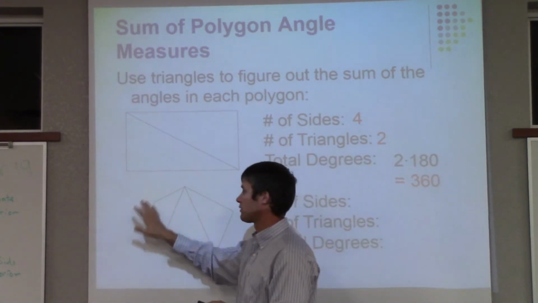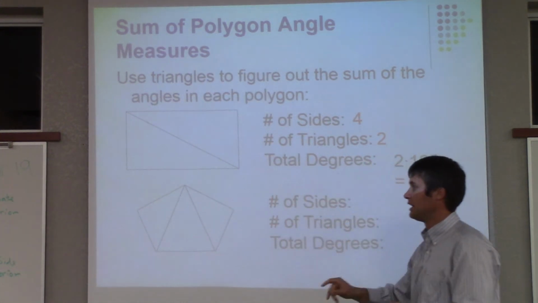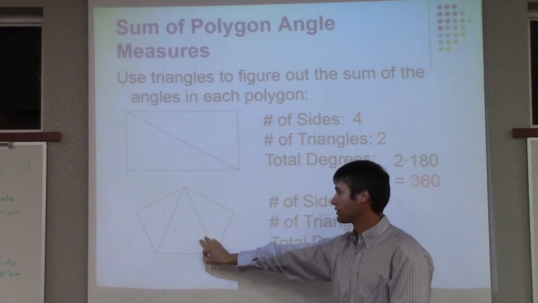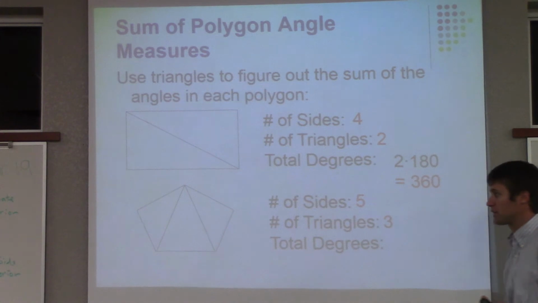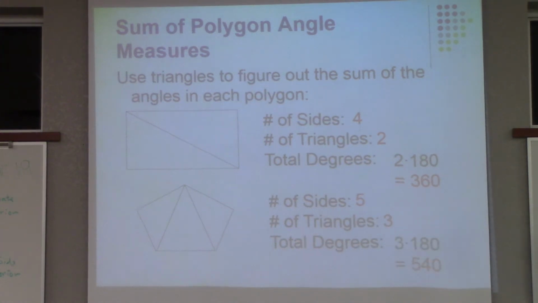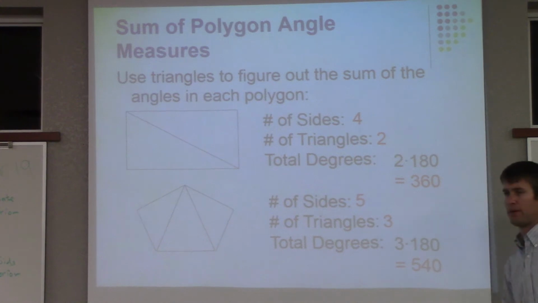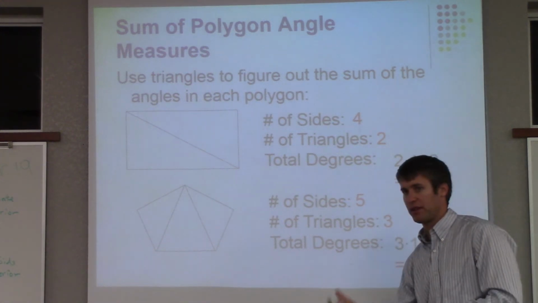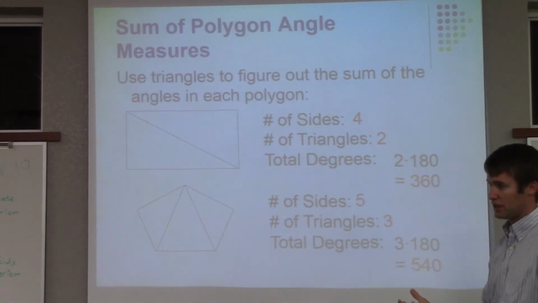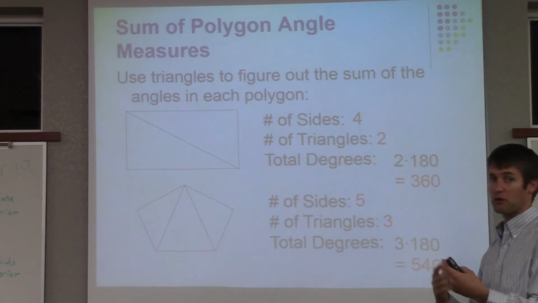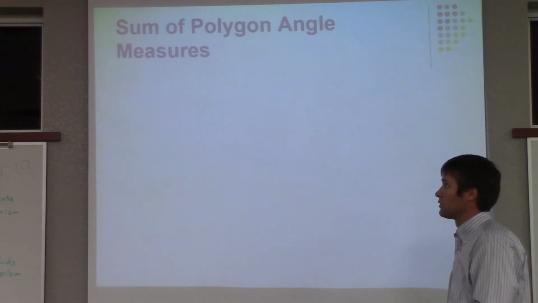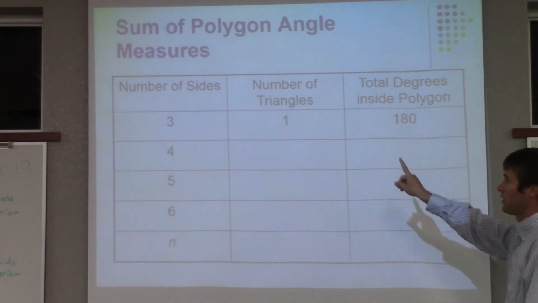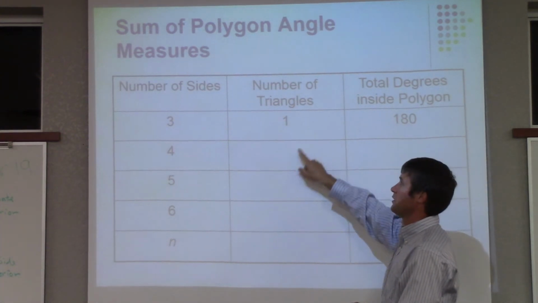If we look at this, how many sides is this? 1, 2, 3, 4, 5. A 5-sided figure gives us 3 triangles. So that would give us a total of 540 degrees, or 180 times 3. We're going to use this process. So if we went to a hexagon, how many triangles would there be? How many degrees would we have? So if you continued on, we went from a 3-sided figure, we did this.